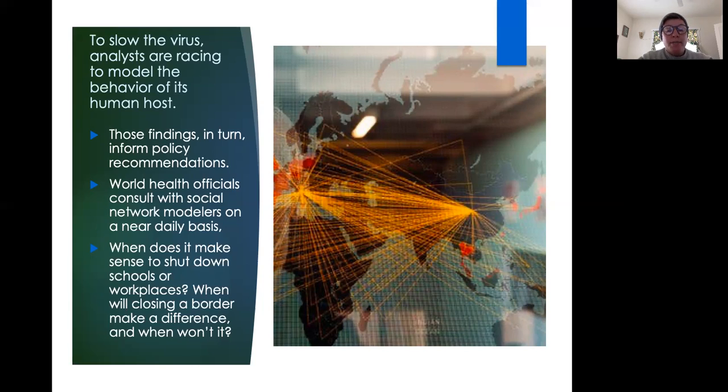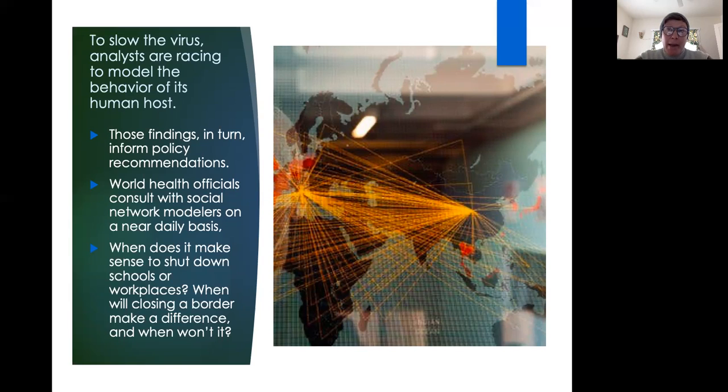Right, and so being able to model how humans talk to each other, how they touch each other, can then help inform policy recommendations to prevent them from doing that, prevent them from shaking hands, prevent them from coughing into their hands and then touching doors and stuff like that, which hopefully people have stopped doing, right?